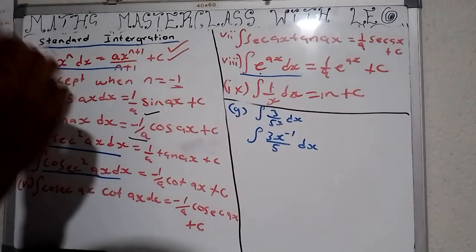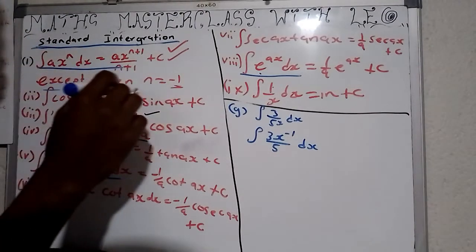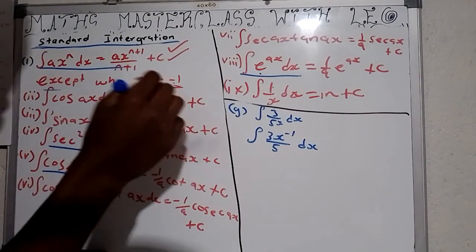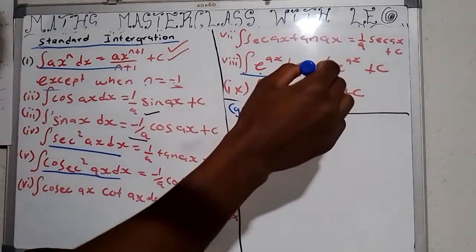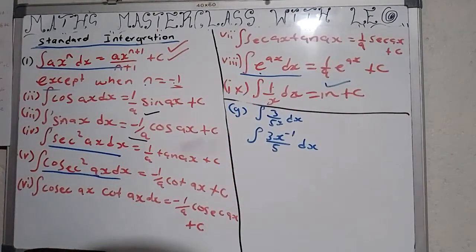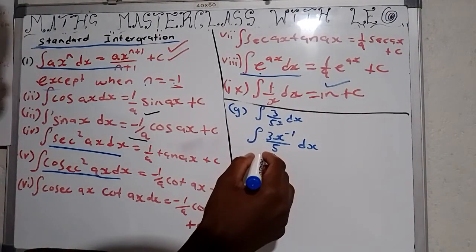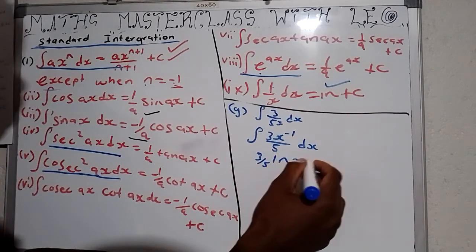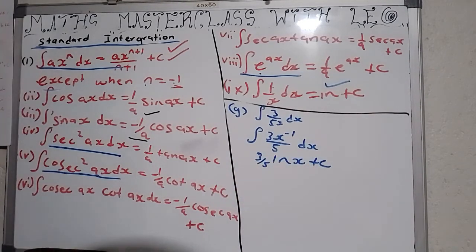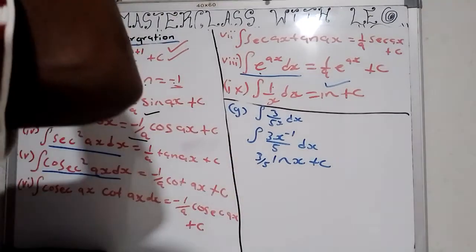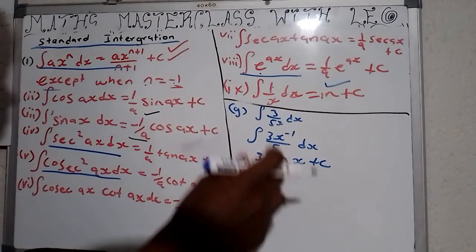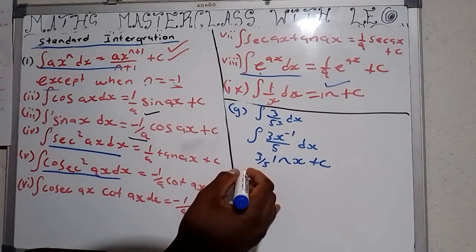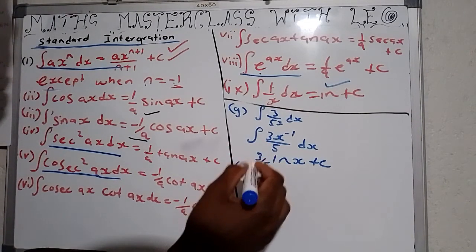No. This formula clearly states we cannot use it when n is negative 1. So if n is negative 1, we cannot use this formula, but we can use the formula of ln, this one. So my solution will be 3 over 5 ln of x plus c. That is my solution. Right? So let's take the last question, which is h.